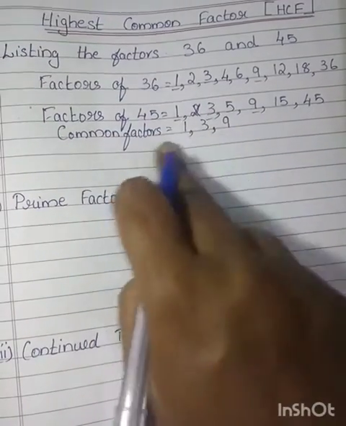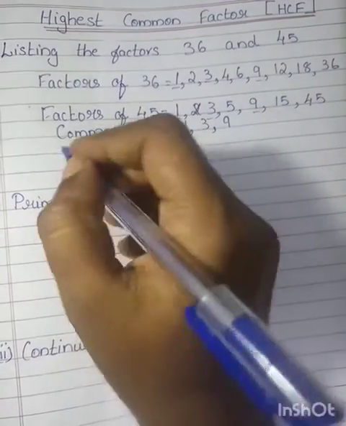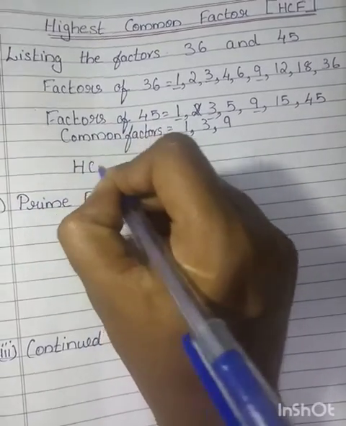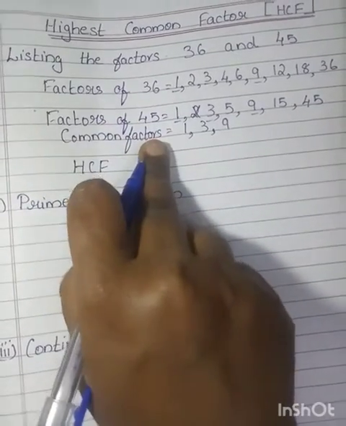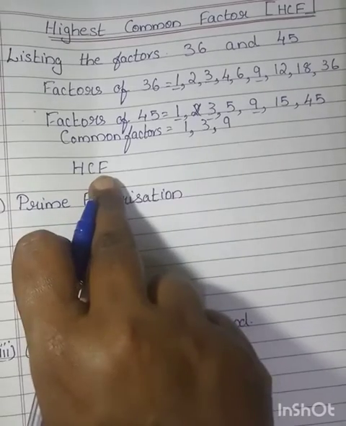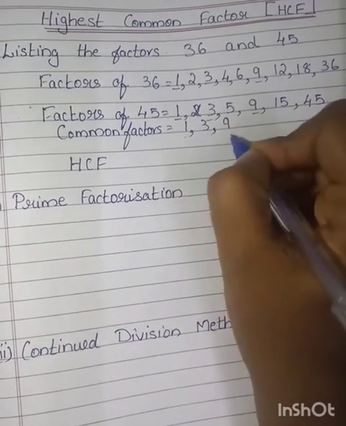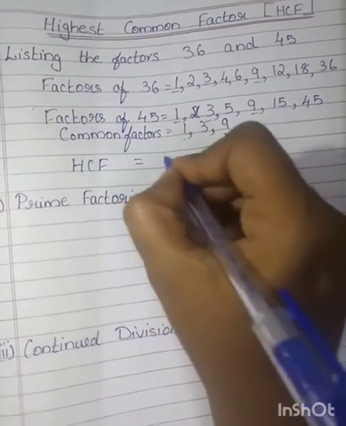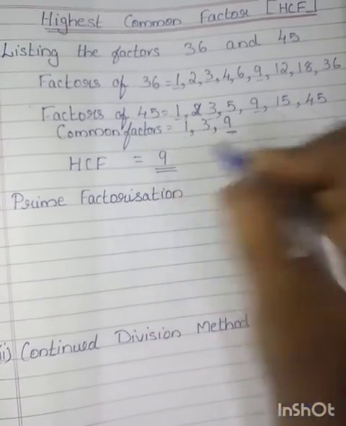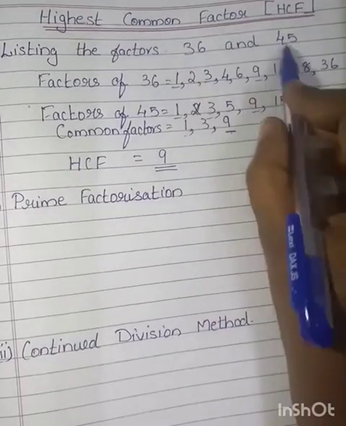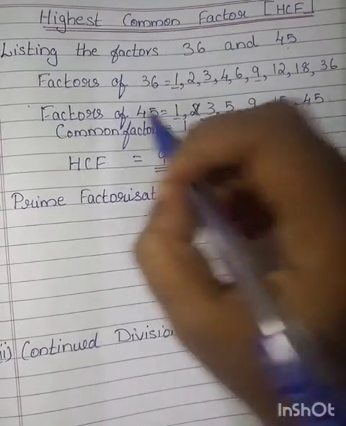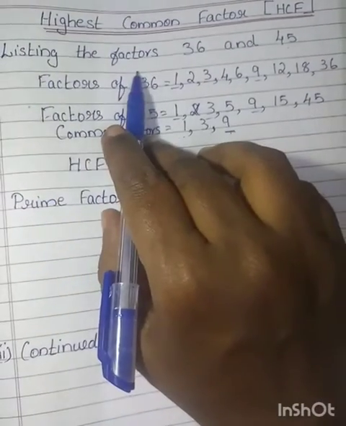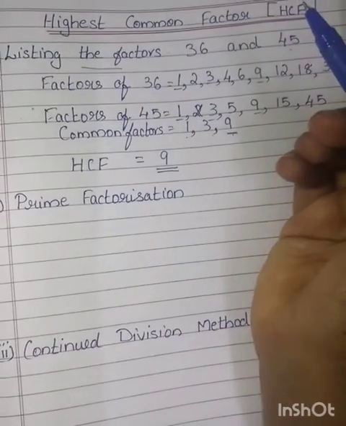Now once you got the common factors, the highest among the common factors is the HCF. So among these 1, 3 and 9, 9 is the highest number. So the HCF is 9. So HCF of 36 and 45 is 9. This is the listing the factors method.